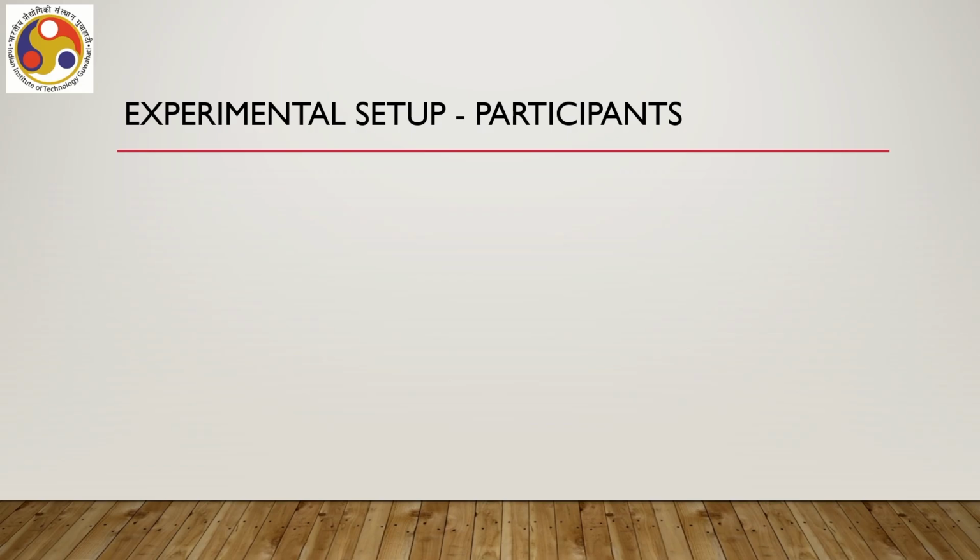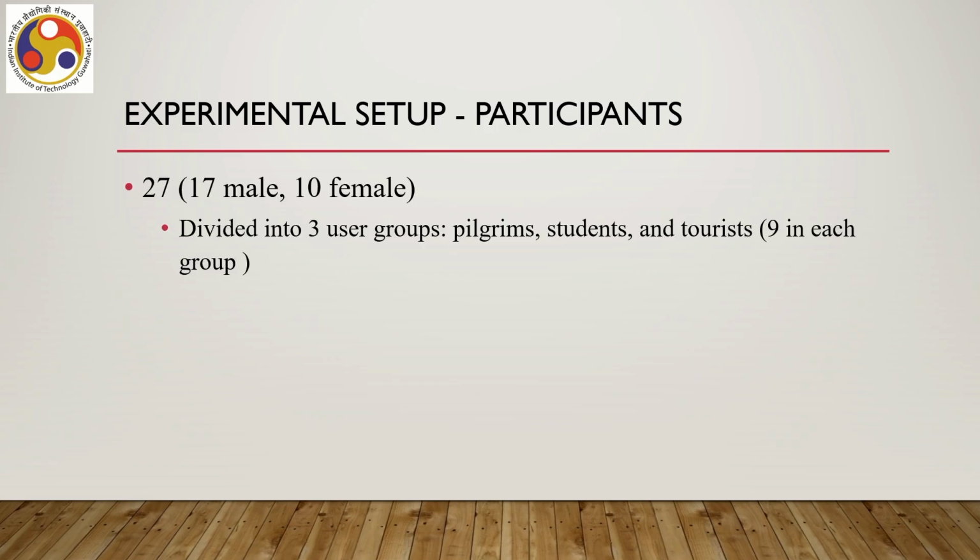So, let us first talk about the experimental setup, what setup we used to carry out the experiment. In our empirical evaluation study of the Majuli VR tour, we made use of 27 volunteers. Among them 17 were male, 10 were female. They were divided into 3 user groups corresponding to the 3 categories supported by the system, that is pilgrims, students and tourists, 9 in each group.